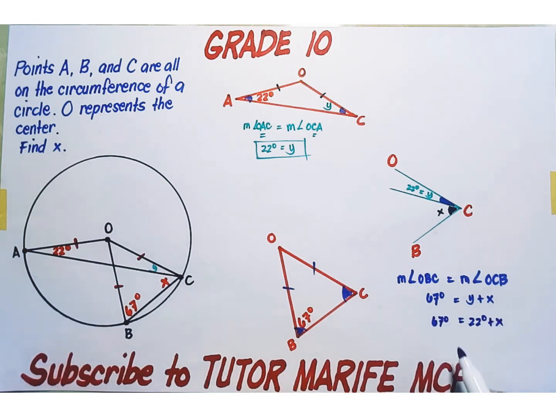So our equation becomes 67 equals 22 degrees plus X. We are solving for X. We need to isolate X on the right side. Let's use subtraction property of equality. Subtract 22 from both sides of the equation. X is isolated on the right side. What is the difference between 67 and 22? It's equal to 45 degrees. We calculated X. X is equal to 45 degrees.